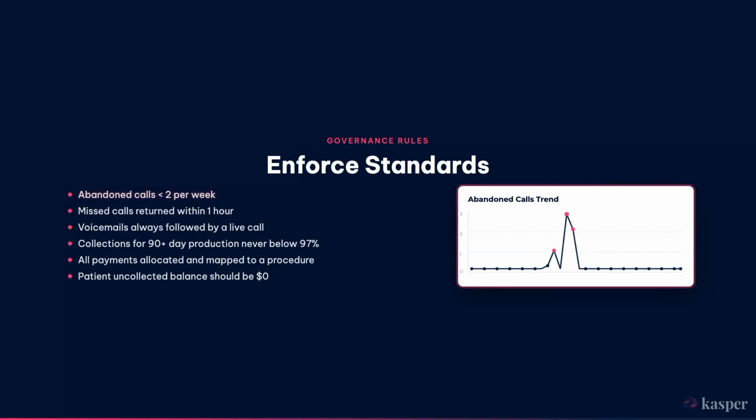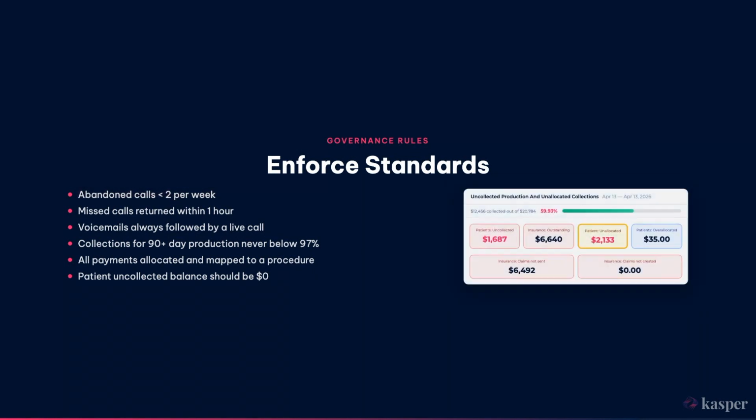First, enforce the standards. These are the rules your office sets. Abandoned calls under 2 per week. Here's the trend, mostly 0, with a spike that needs attention. Missed calls returned within 1 hour. Collections for 90-plus day production should never fall below 97%. Currently at 59.93%, flagged. All payments must be allocated and mapped to a procedure. Kasper flags unallocated amounts automatically. And patient uncollected balance should be 0. Kasper flags any outstanding amounts.